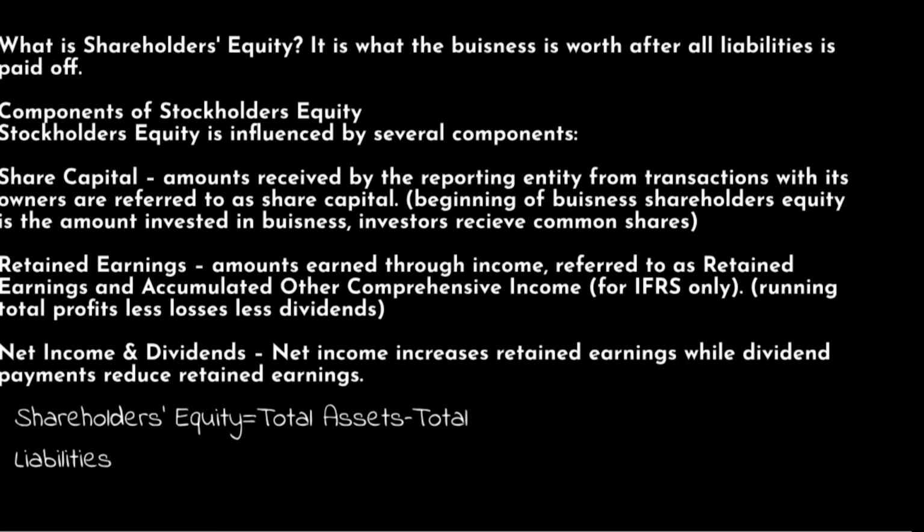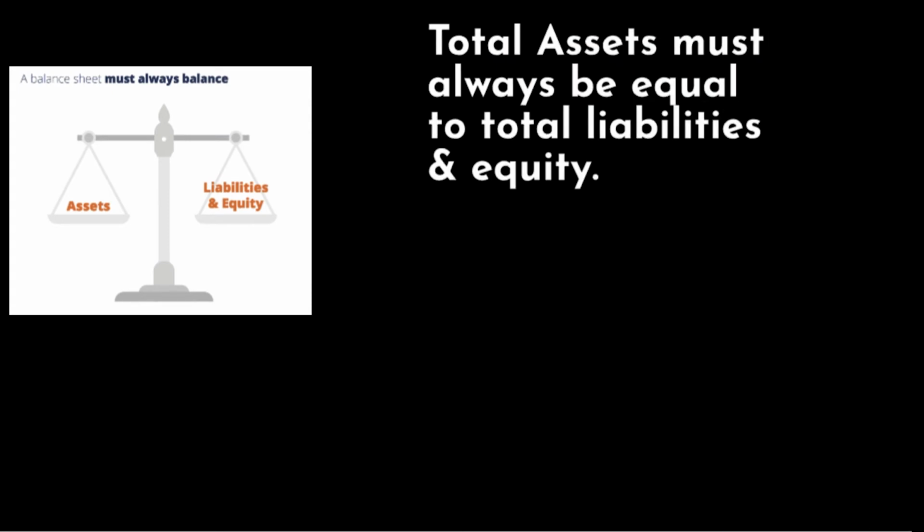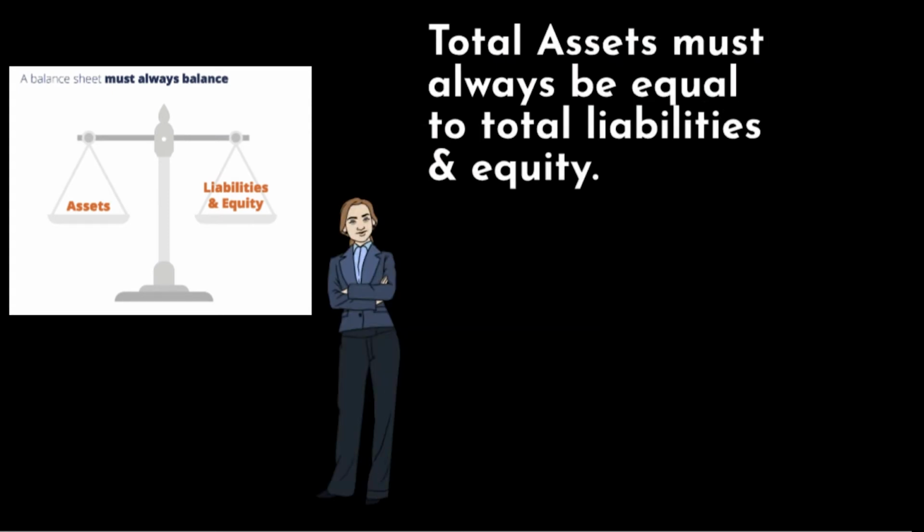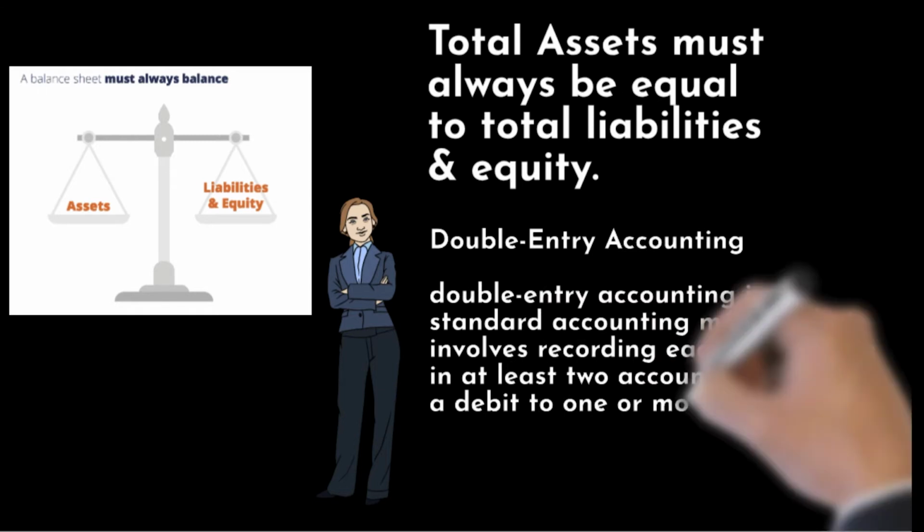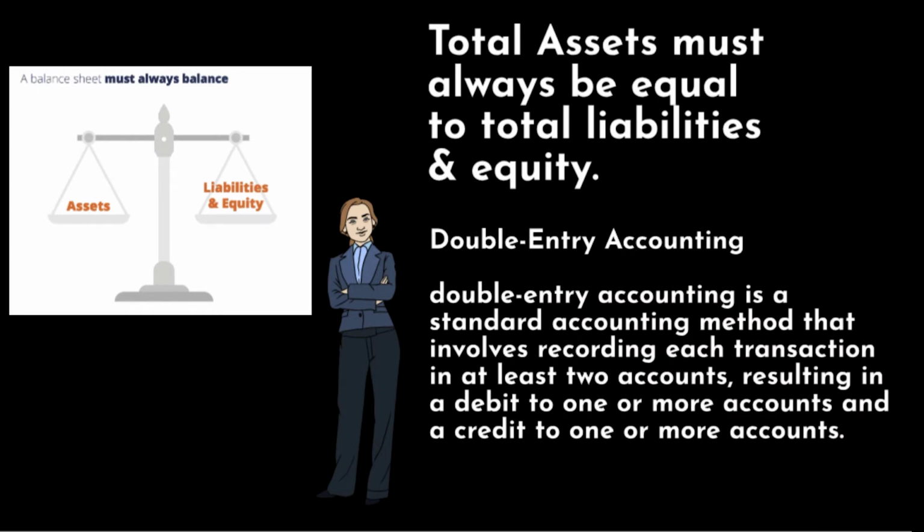So total assets minus total liabilities give you the shareholders' equity. It's essentially called the balance sheet because everything has to be balanced. If you do something on one side, you have to do it on the other side. Usually there's a credit and there's a debit. And this is called double entry accounting.